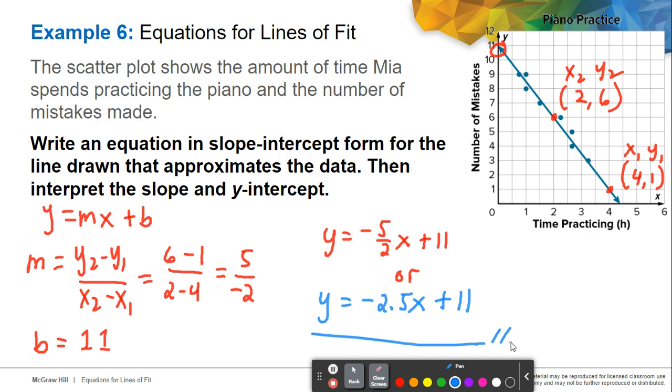Okay? So we have a negative association here. And as you can see, our points are also close to our line of fit, so it's a good fit as well. Okay, so that's how you make the equation of a line. Again, you need the slope and you need the y-intercept.